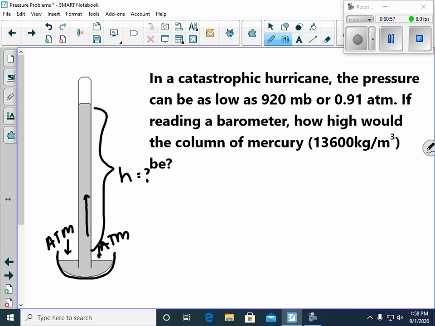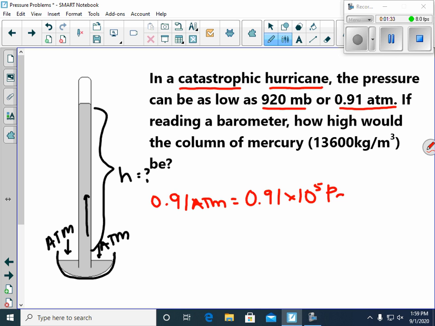Now, in our specific problem here, the atmosphere is not one atmosphere like it would normally be, or 1 × 10⁵ Pascal, but instead we're in a catastrophic hurricane, and the pressure is 920 millibars, or 0.91 atmosphere. Either way, neither one of these units is what we want to be using for our problems. We want our answers in pascals. So 0.91 atmosphere would equal 0.91 times 10 to the 5th Pascal.